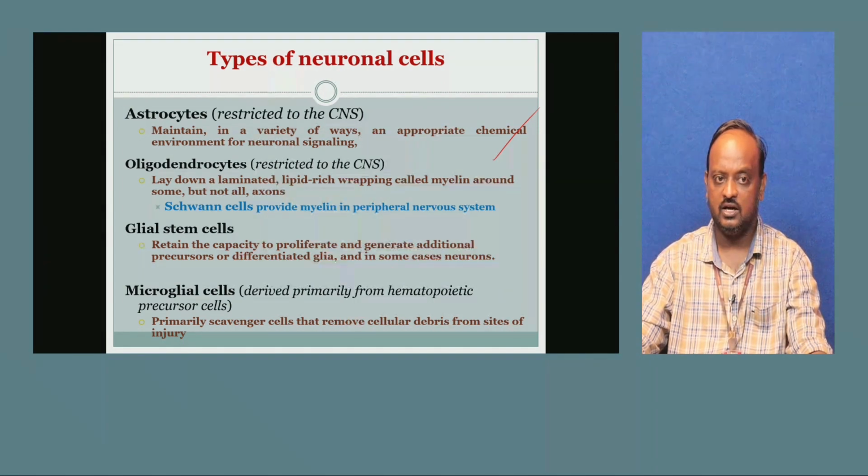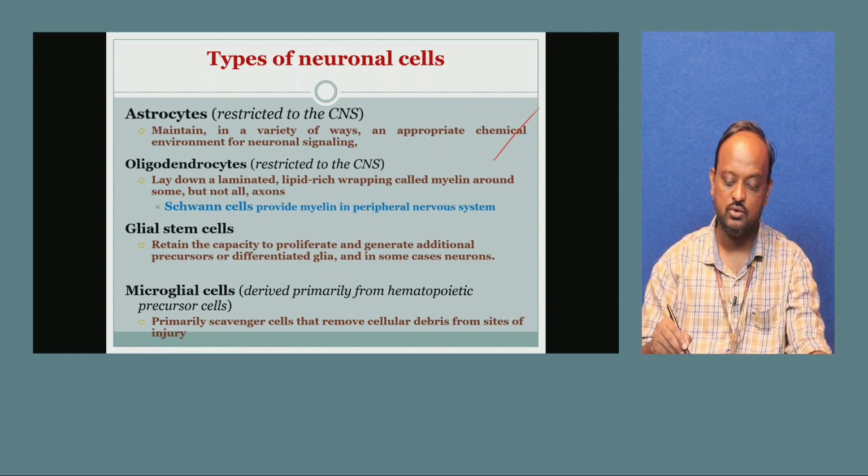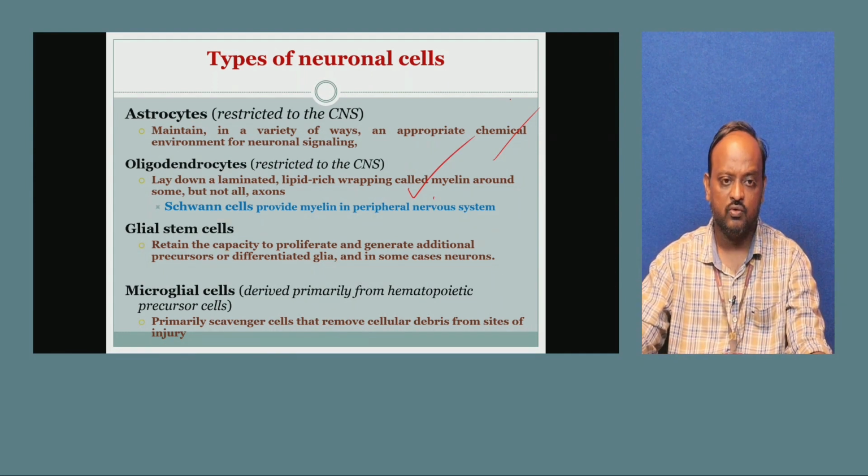Oligodendrocytes are another type of neuronal cell, and the main function of oligodendrocytes is to laminate the axons. That means we have discussed the lamination of axons with the help of a myelin sheath, right? That myelin sheath myelinating around the axon is done with the help of oligodendrocytes. A very good example of this is the Schwann cell in the peripheral nervous system. The Schwann cells help in myelinating the neurons in the peripheral nervous system.